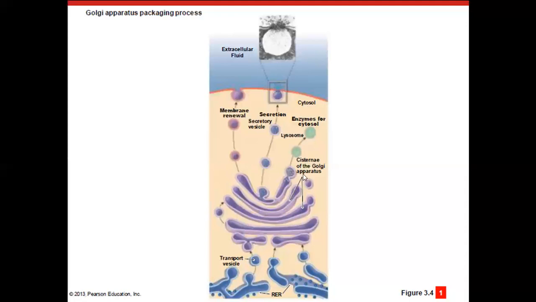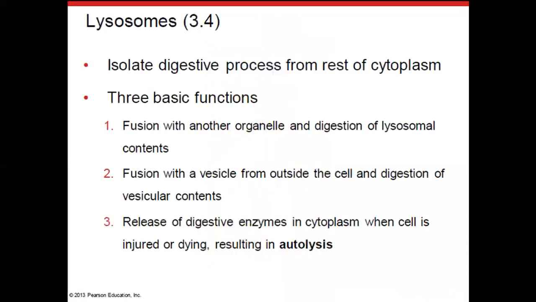The third would be the lysosome. So it produces this membrane-bound structure, and within there's enzymes that can break down components of the inside of the cell that are no longer needed. Those lysosomes have three basic functions. They can fuse with another organelle and digest it or break it down. They can fuse with a vesicle from the outside of the cell and digest it.